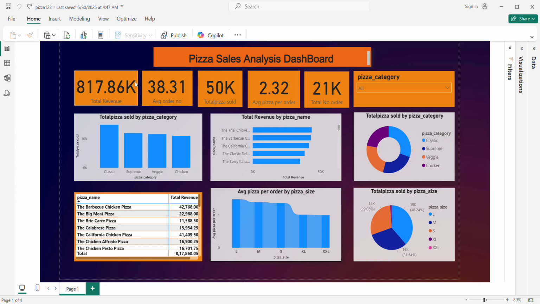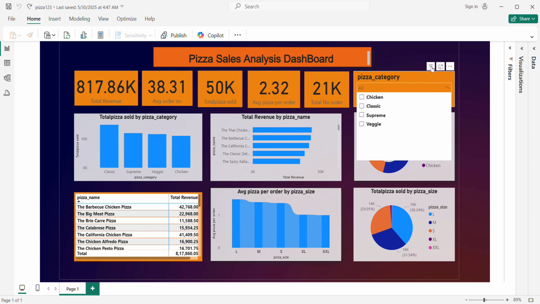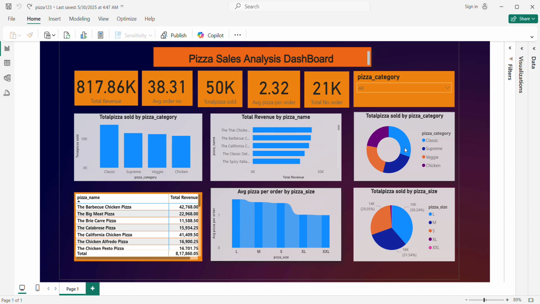It includes the total revenues, average orders, total pizza sold, average pizza sold per order, and total number of orders. And it has pizza categories as a filter. And this is the total price sold by pizza categories. It is a pie diagram, and this is another diagram.